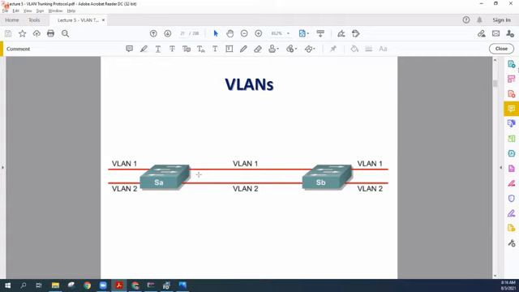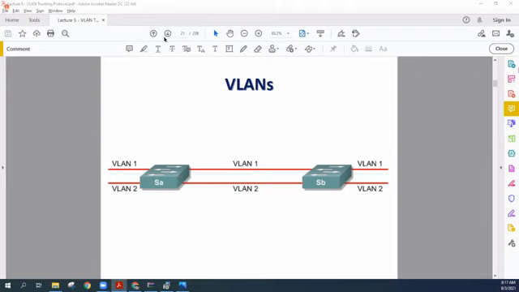Can we do that? We can simply do that. But with that we need to have a separate port for that, at the same time multiple cables for that. Multiple cables.